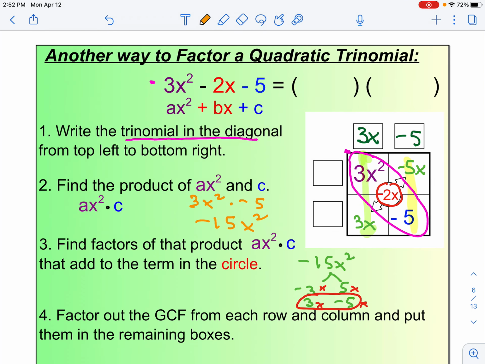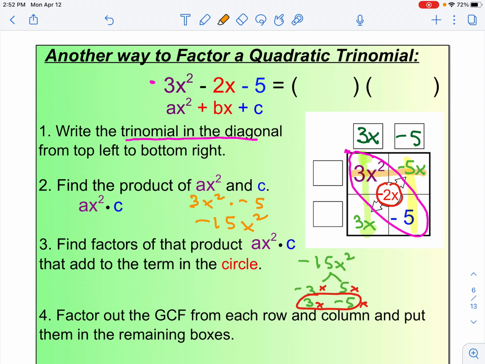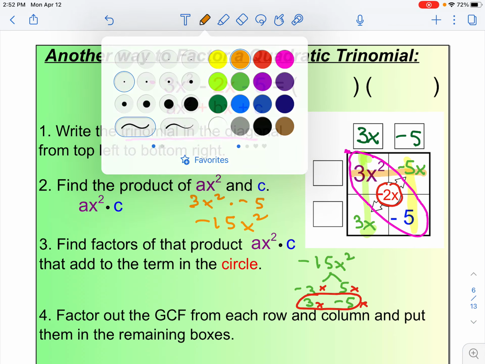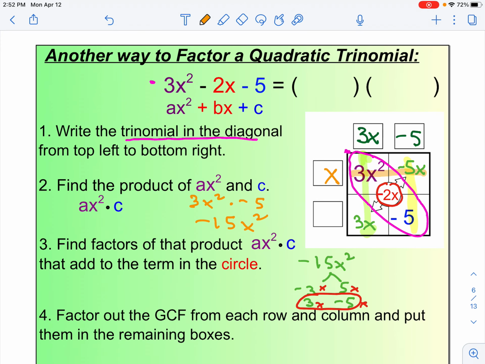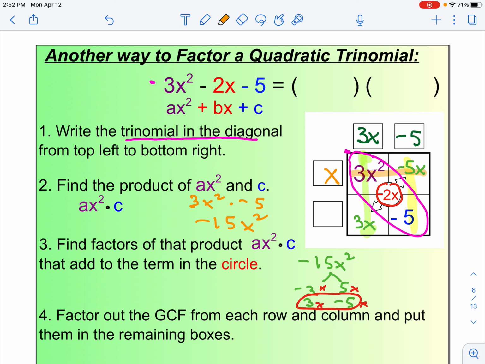Then I'm going to do the same thing for the columns. Those were the rows. So what is the GCF of 3x squared and negative 5? Well, there's no number, but there's an x in common. So I'll factor out an x. And my last column down here would be this one. And there is no greatest common factor except 1.